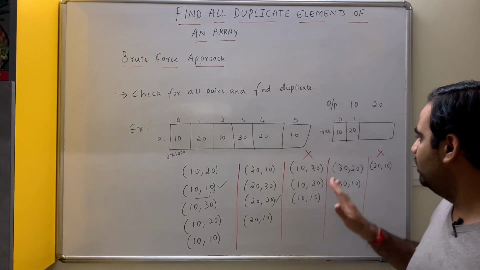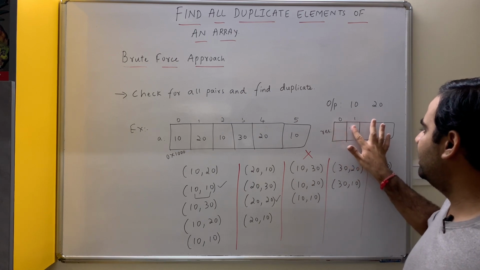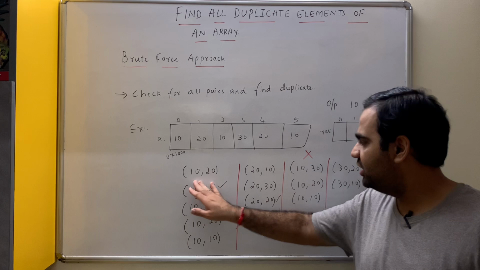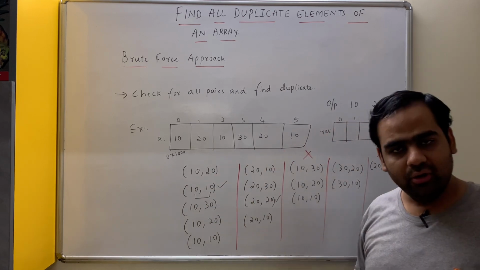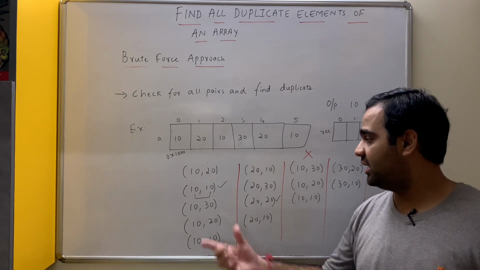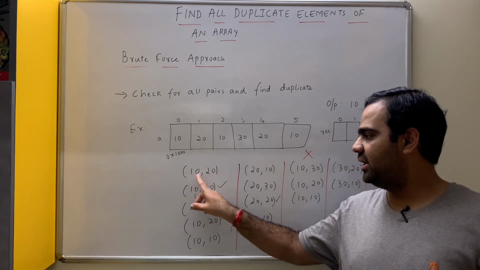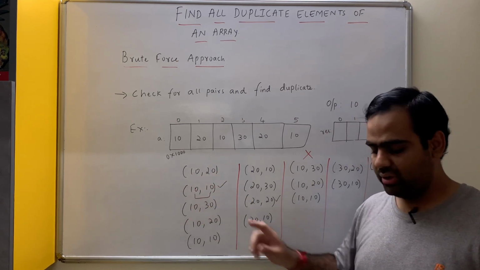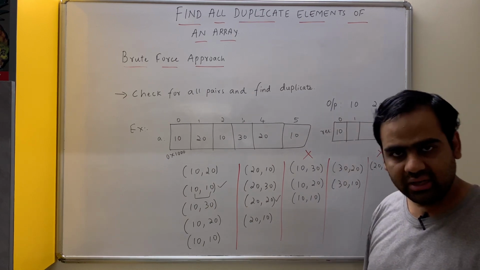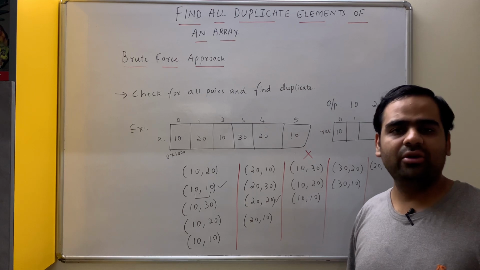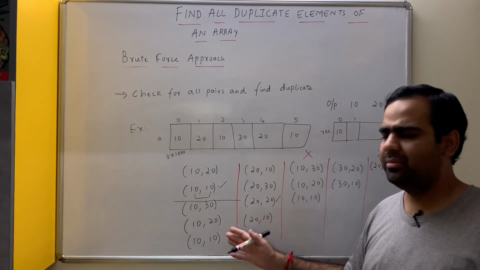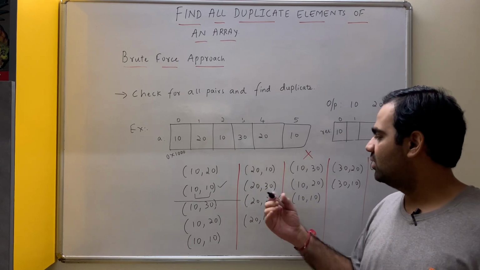That means what we do: initially the resultant array will be empty. Now I am searching with respect to 10. Is there any 10 in the resultant array? No. That means 10 is still not reported as a duplicate element. Therefore, you compare: is 10 equal to 20? No. 10 equal to 10? Yes. That means write 10 in the resultant array. 10 is reported as a duplicate element, and you may stop comparing over here. No need to compare because 10 is a duplicate, we know it. Go to the next element.